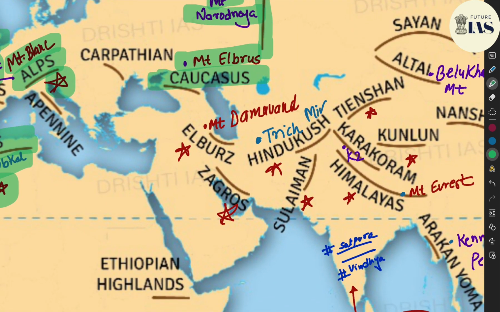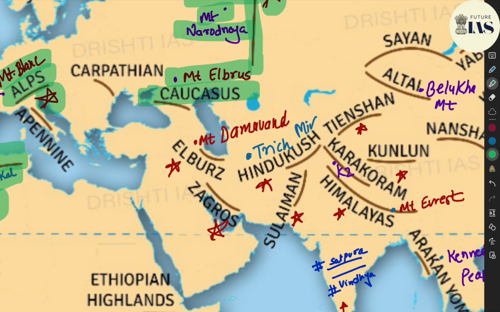Now in the Arabian Peninsula, let's see, there is the Zagros mountain range, which is a fold mountain range. There is the Elburz mountain range, which is also a fold mountain range, and the highest peak of this is Mount Damavand. And in Afghanistan, we have the Hindu Kush mountain range, a fold mountain range, and the highest peak is Tirich Mir. In Pakistan, we have the Suleiman mountain range, which is also a fold mountain range.